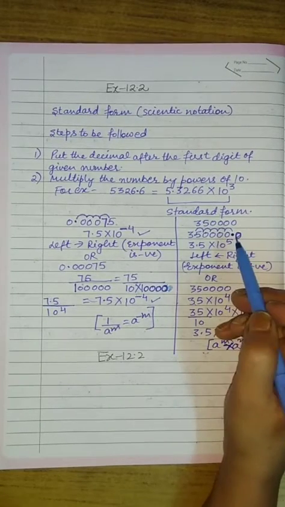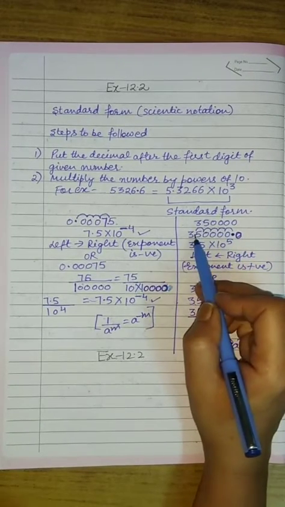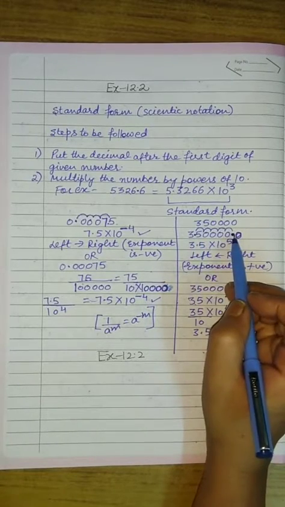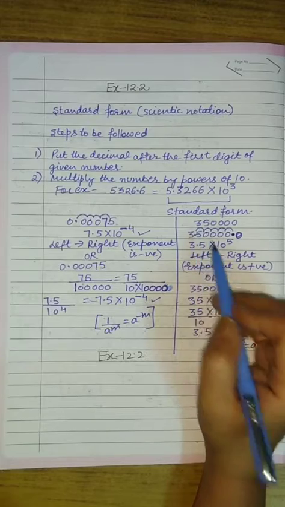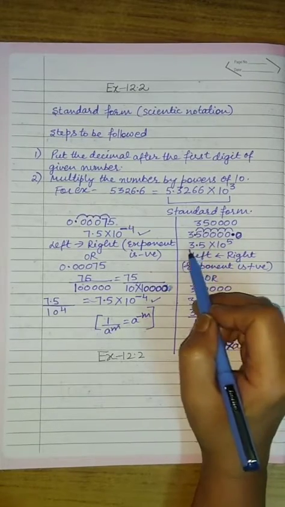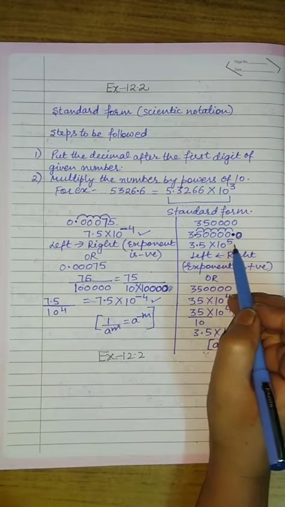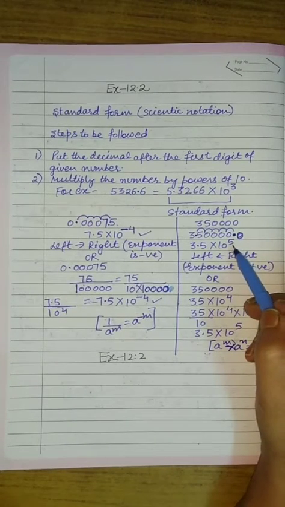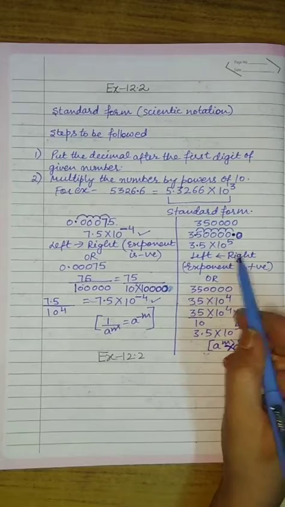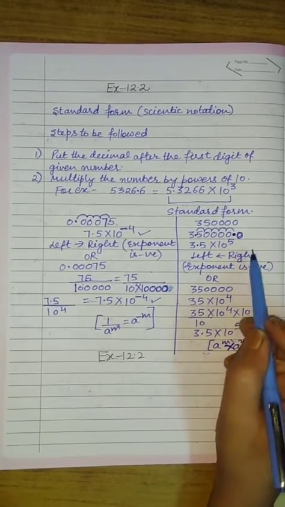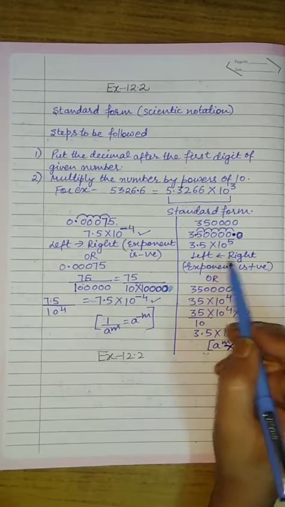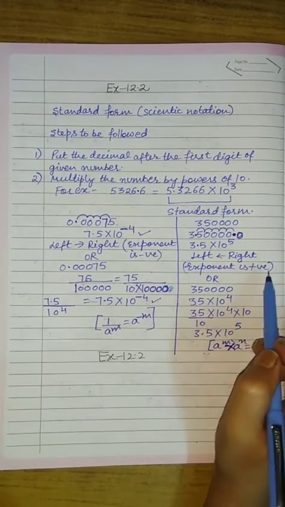So now the decimal is outside the number. Now I have to shift it after 3. So how many places will it move? 1, 2, 3, 4 and 5. Now the number will become 3.5 into 10 raised to power 5. Here I have put the exponent as positive. Why positive? Because the number was a whole number, not a decimal number, and the decimal is shifted from right to left. So the exponent is positive.